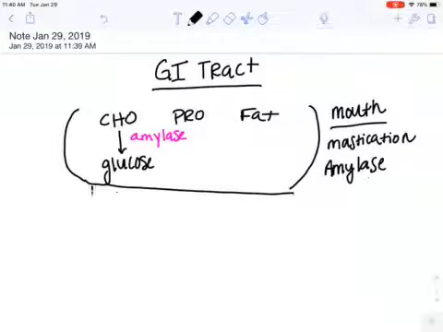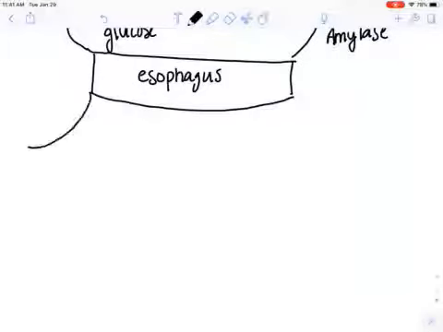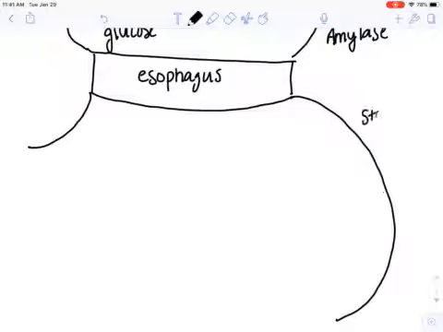And then we're going to have the esophagus, which is connecting the mouth to the stomach. So we have our esophagus. And then we're going to have that lower esophageal sphincter, and we're going to enter that stomach. So here we have our stomach. And in the stomach, we're going to have churning that's occurring. So churning is going to be basically mixing your food with the stomach acid.